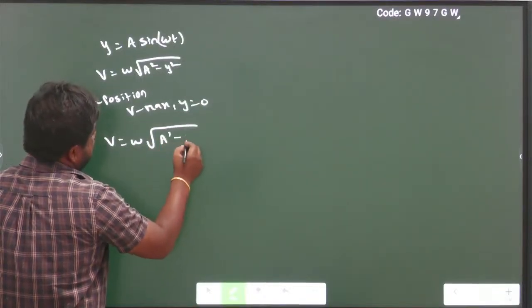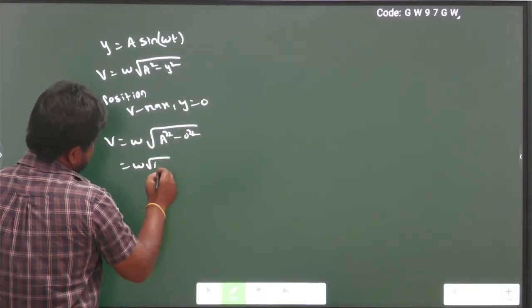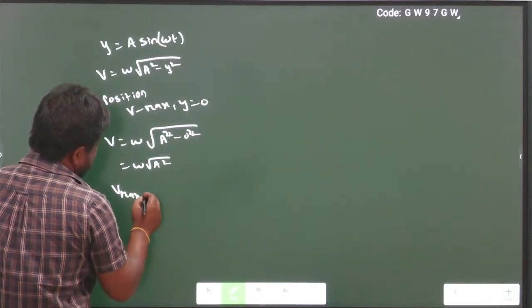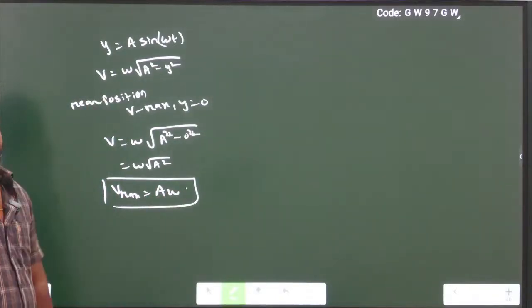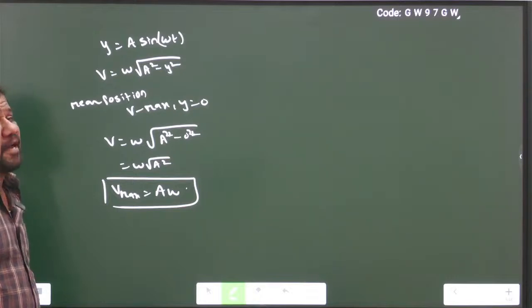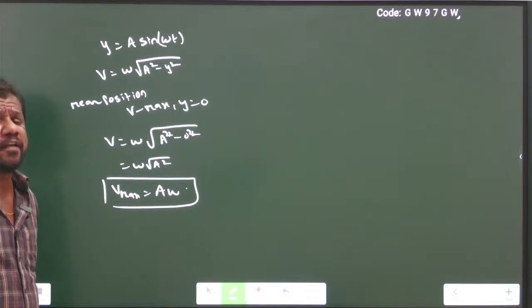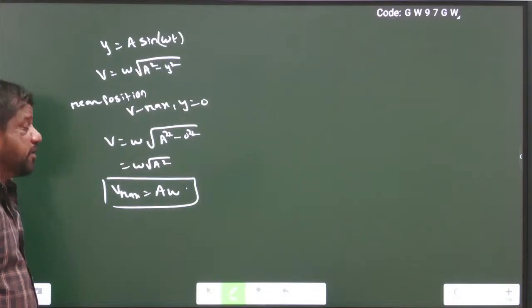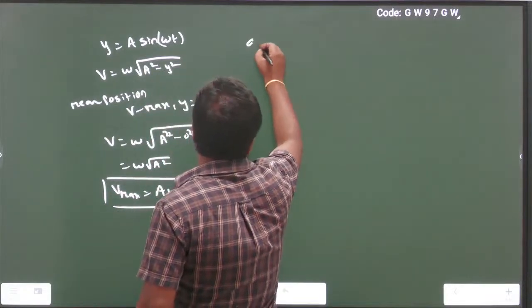So omega into root of a square minus 0 square, which is equal to omega into root of a square. V max is given by a omega. What is the formula for velocity of an SHM? Omega into root of a square minus y square. What is the formula for maximum velocity of the particle? A omega. In the question you need to check very carefully whether they are asking velocity or maximum velocity.